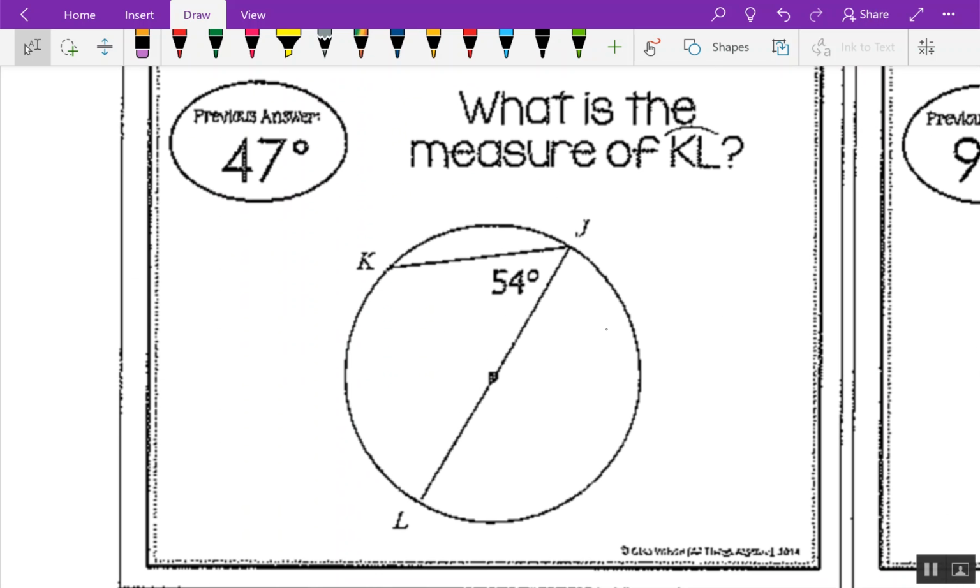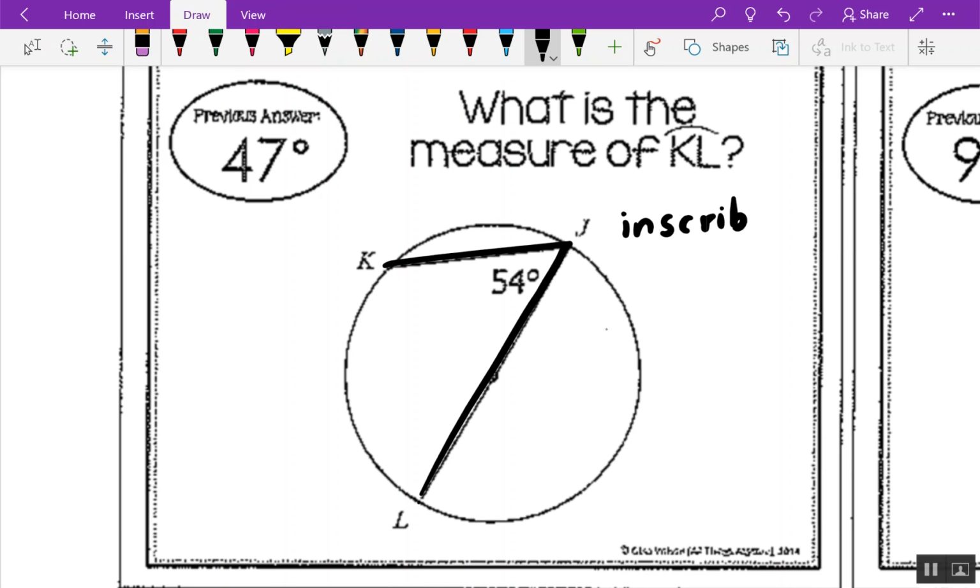All right, I can't hear the announcements. So the first thing you realize is that this angle, stop over here. Shh. It's an inscribed angle, right?